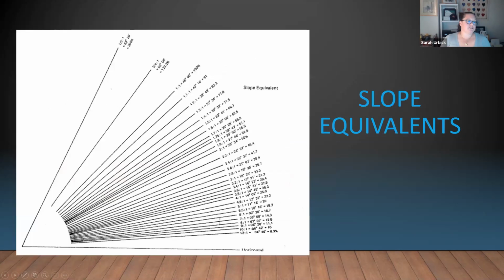Slope equivalence. So I've got my horizontal. What is my ratio? What is my percentage? What is my angle? What's the conversion between them all? That's what this chart is going to show us. Okay.